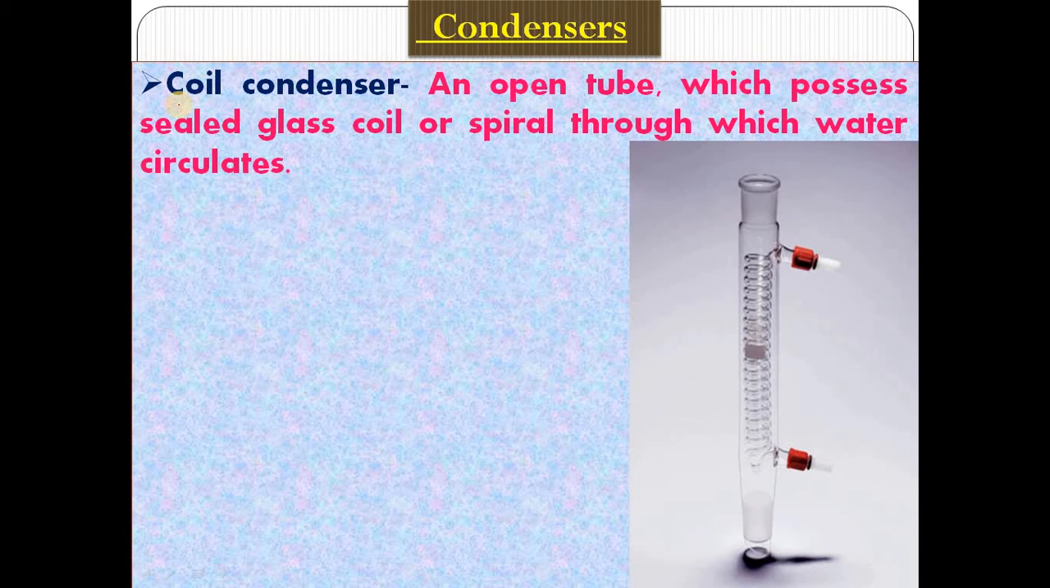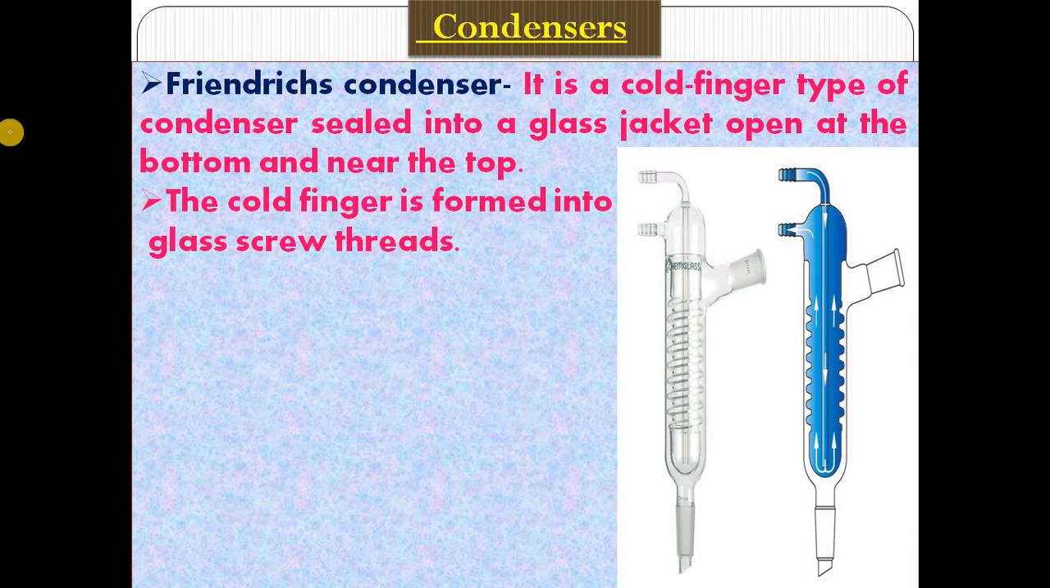Then the next type is the coil condenser. What is a coil condenser? Several types of coils are used in the condenser. It is an open tube which possesses a sealed glass coil or spiral through which water circulates. When such coils are applied in the condenser, it is called a coil condenser, and this is the diagram of a coil condenser.